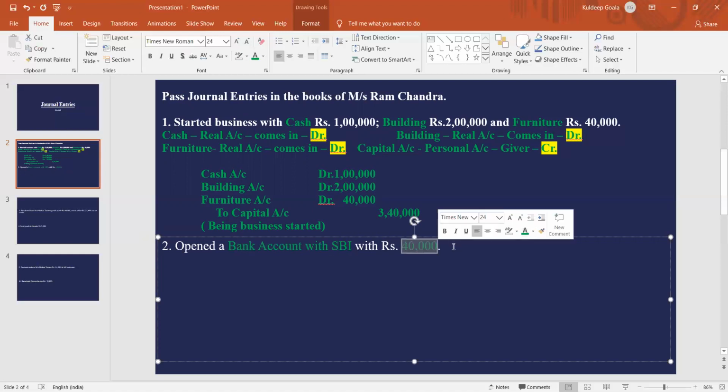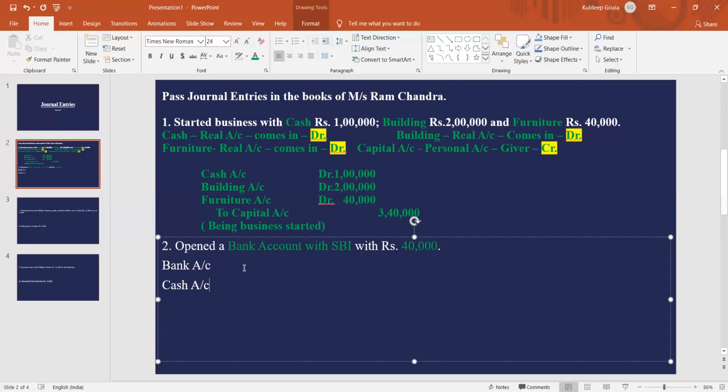So what are the items you are getting from here? One is, as you can write down like this, SBI bank account, or you can write down only bank account. That's not a problem. Bank account with SBI, or SBI account, anything. Okay, bank account, and the other one is cash account.